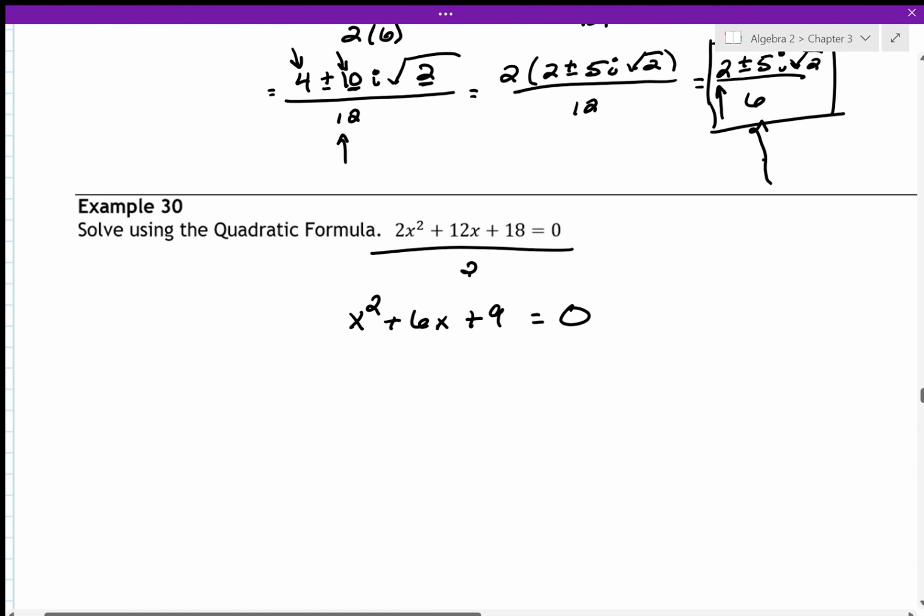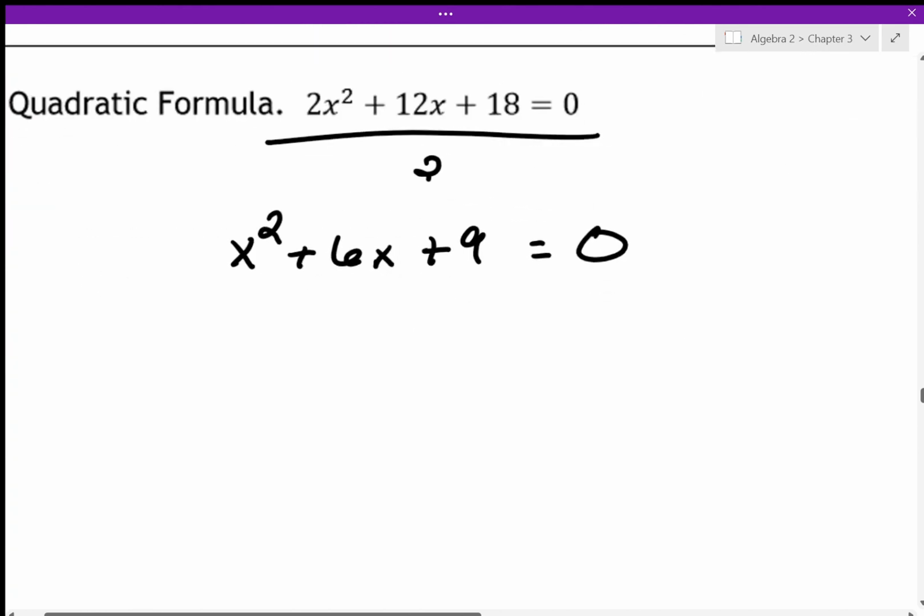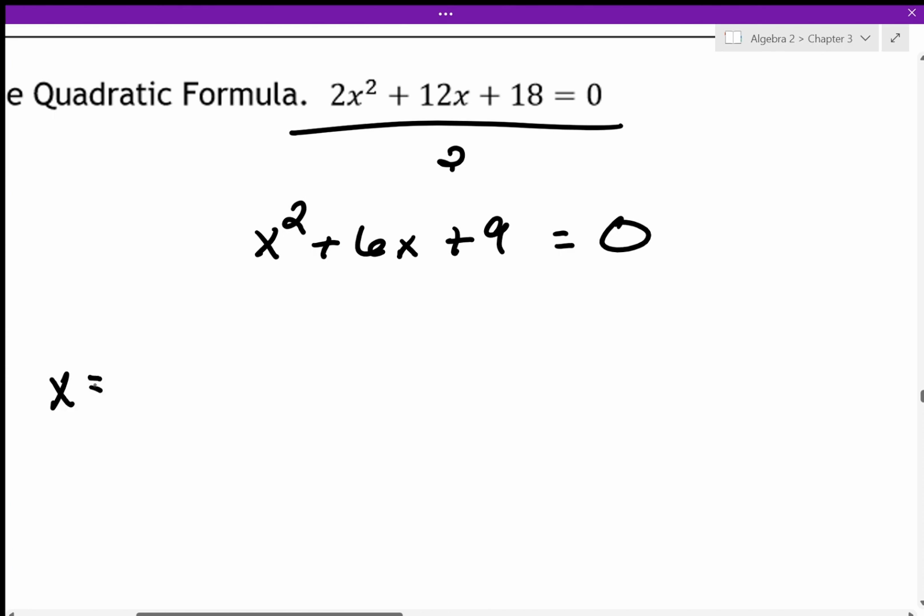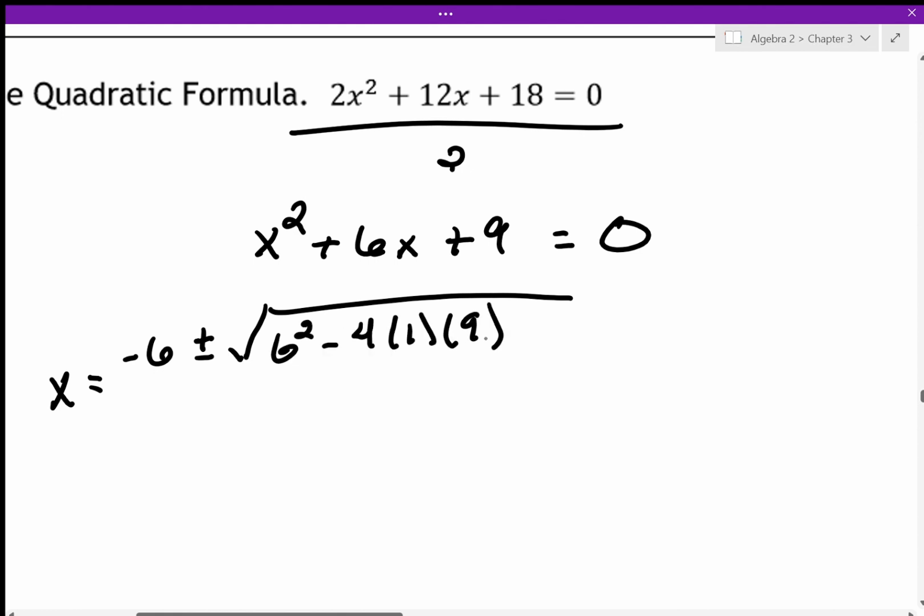All right, that is all of the quadratic formula. Here, just as a side note, I'm thinking that you should get, what, negative 3 as an answer? You know what? Let's go ahead and do this one anyway. We're going to have x equals negative b, that's negative 6, plus or minus the square root of 6 squared minus 4 times 1 times 9, all over 2 times 1. The discriminant ends up being 0, right? 6 squared is 36, 4 times 9 is 36, so it zeroes out.